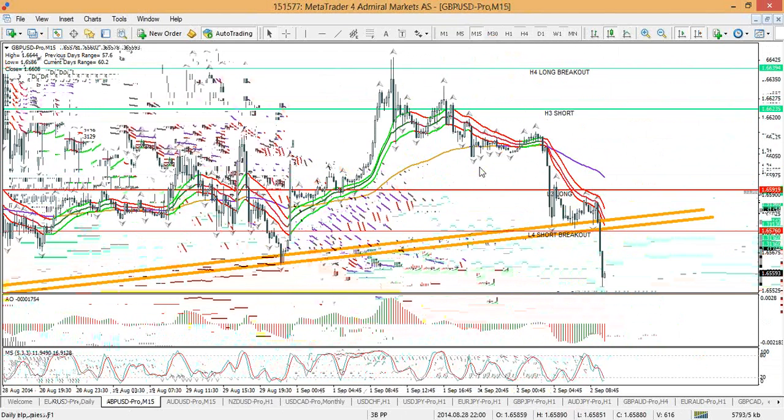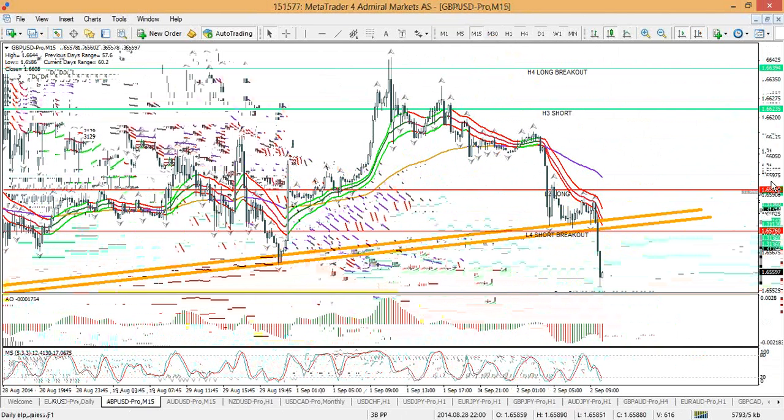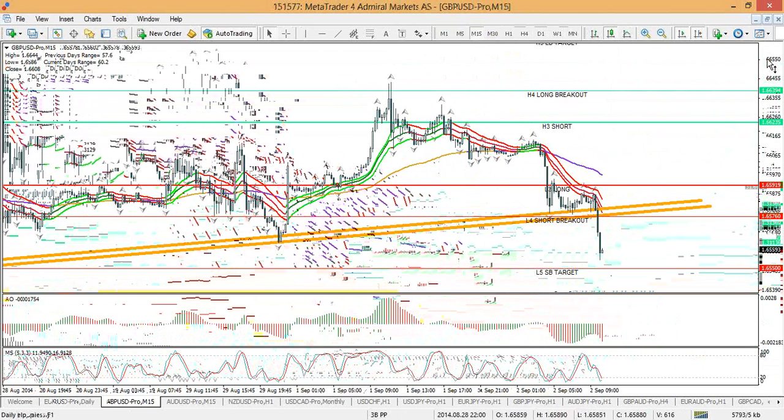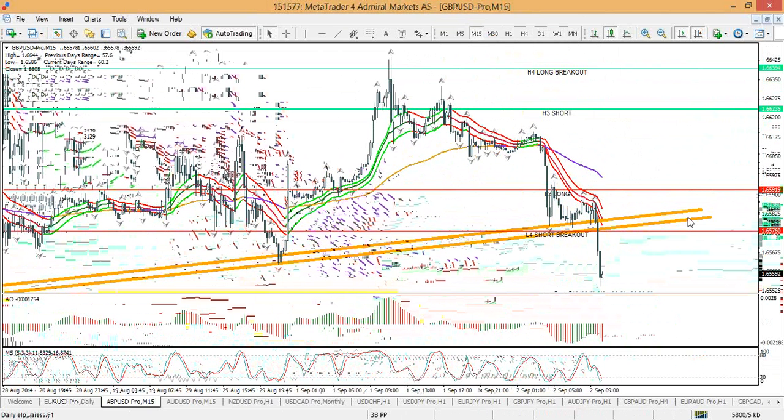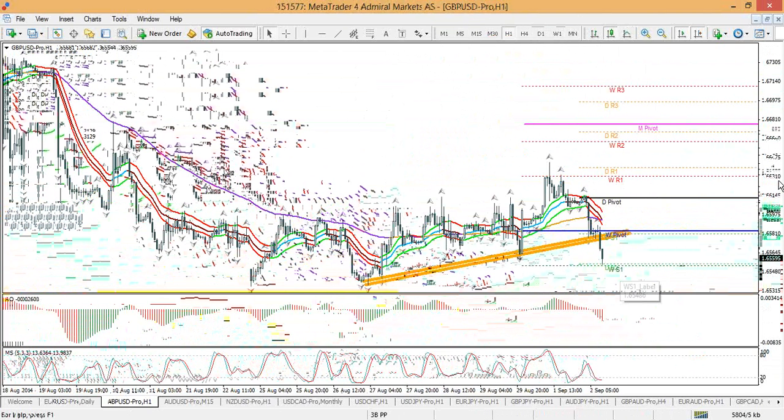So in that regard, we can look for a pullback before trading it, obviously, because we already had the break, but there, this would make sense. A pullback to what level? Let's take a look more intensively at the pivot points as well. Weekly S1 is here.